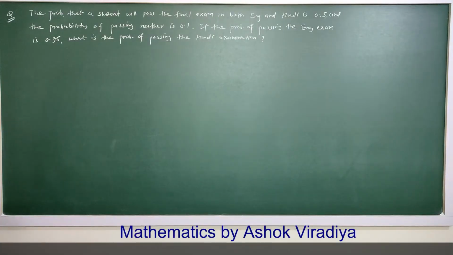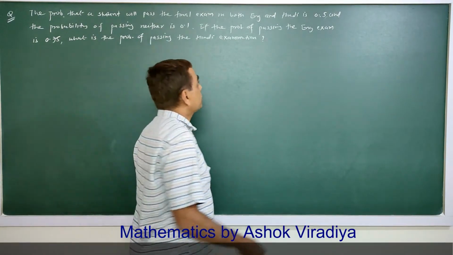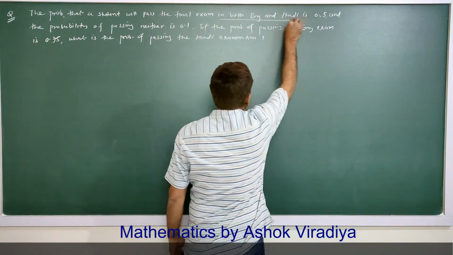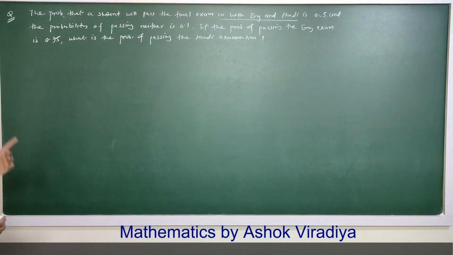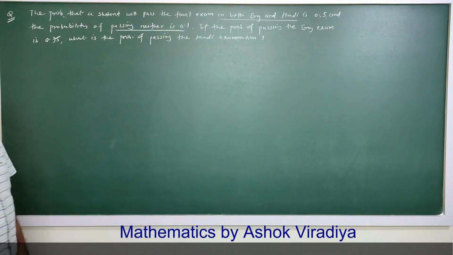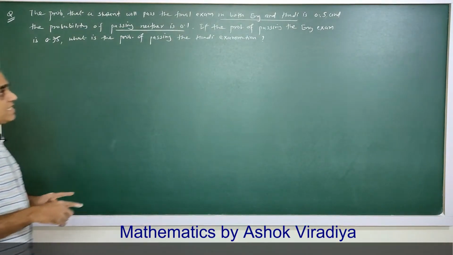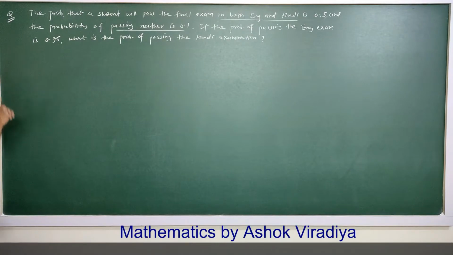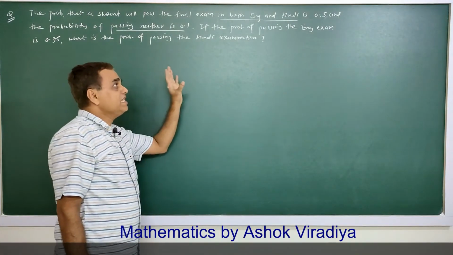The probability that a student will pass the final exam in both English and Hindi is 0.5, and the probability of passing neither is 0.1. If the probability of passing the English exam is 0.75, what is the probability of passing the Hindi examination?